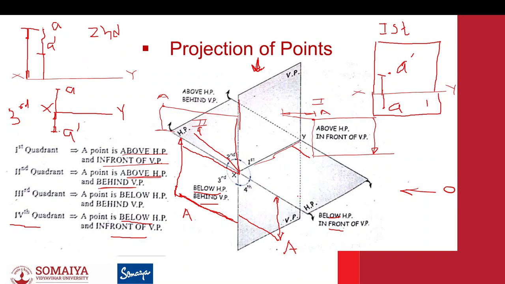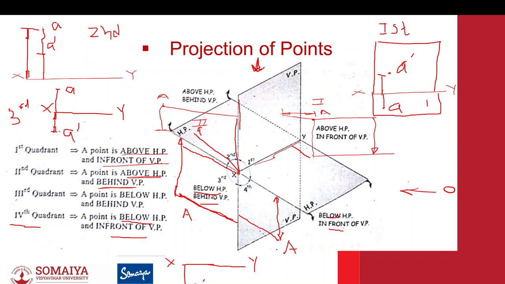Vertical plane, correct? Are you getting this? Yes. This is the intersection of VP and HP, XY. So this distance which is below HP will be obtained where? Below the XY, and that will be designated by dash, correct? Because it is obtained on vertical plane. Below HP distance is designated by dash because obtained on vertical.